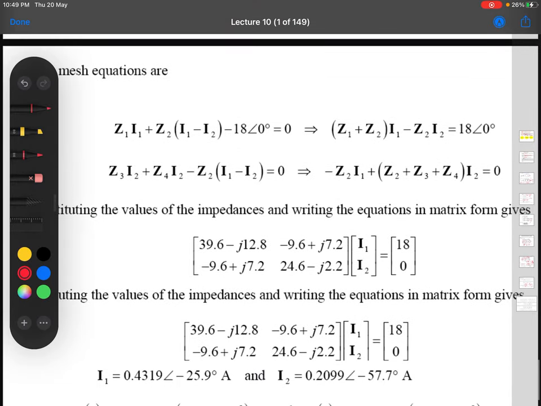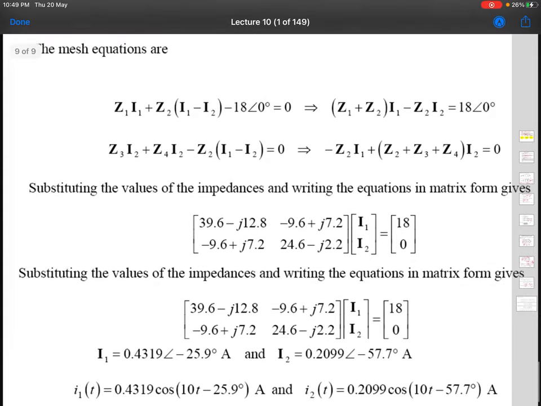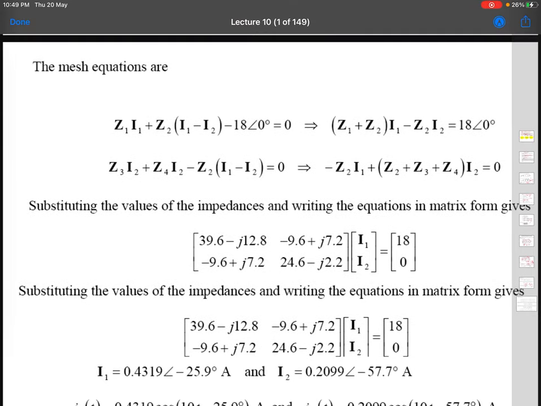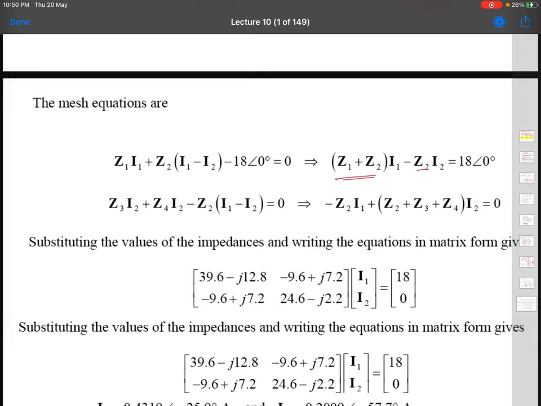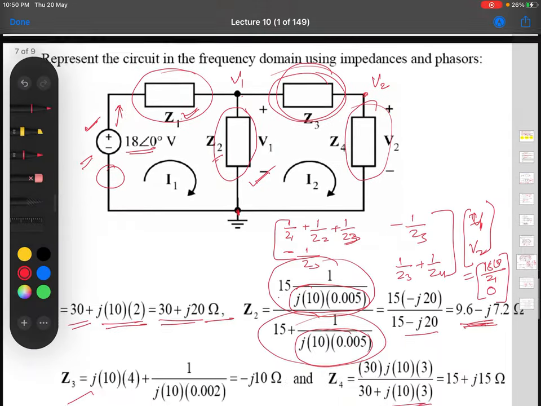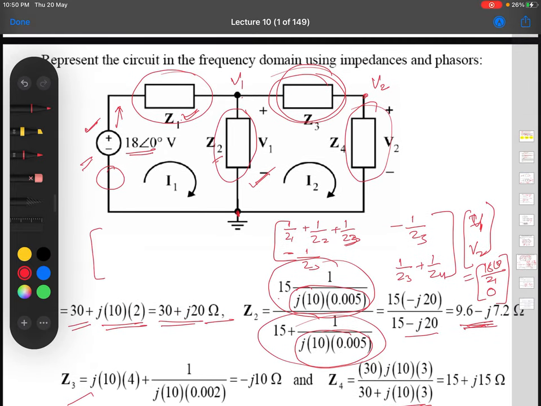Similarly, you can write the mesh equations. If you want, you can write them by inspection again. I think this appears to be written by inspection. Writing loop equations by inspection, for I1 it is Z1 plus Z2, and I1, I2 are in opposition, so this is minus Z2, and again this is minus Z2, and this is Z1 plus Z2 plus Z3, and this multiplied by I1 and I2 should be equal to V1.